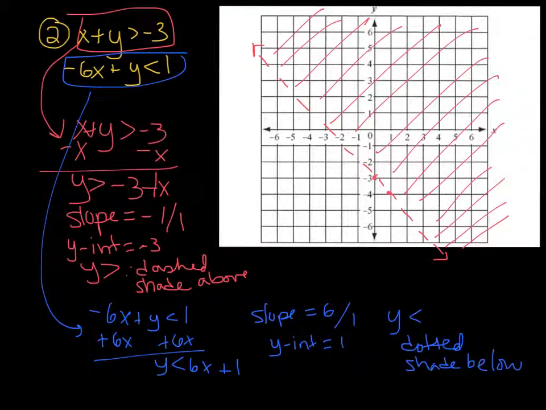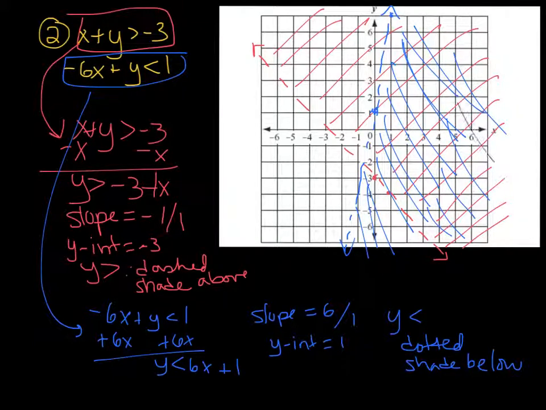So I'm going to start with my y-intercept at 1. 6 over 1 means I go up 6, I go right 1, and I'm going to draw my dotted line from there. Then I'm going to shade below, which is going to be everywhere down here. It looks more like I'm to the right of that, but it is going to actually be below.